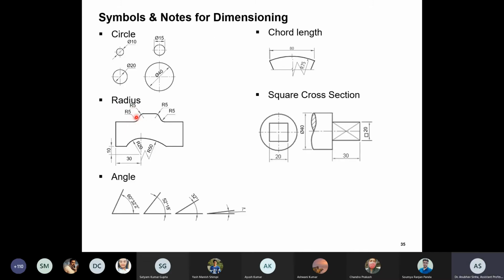Okay, so for radius, you can just mark an arrow and write R5, which means the radius is 5 mm, R20 means the radius is 20 mm, and things like that. For a circle, you write the diameter symbol with 5, which means diameter, and you can also mention chord length. So these are different sections. Okay, angle you can write like this.